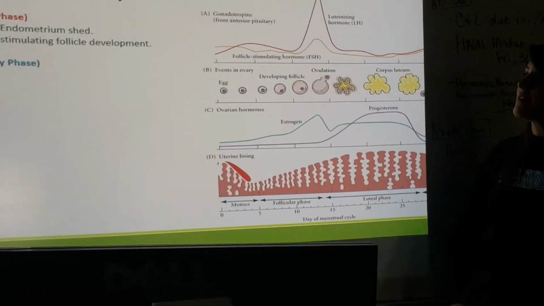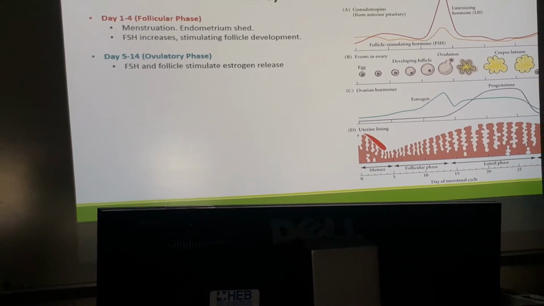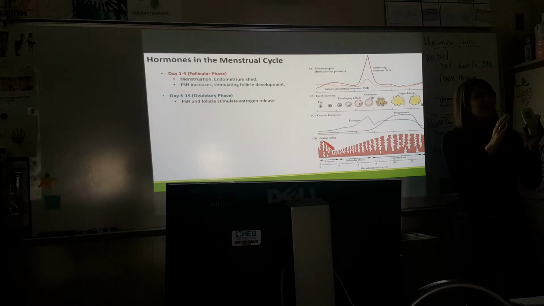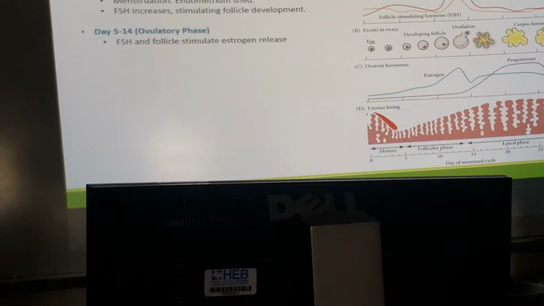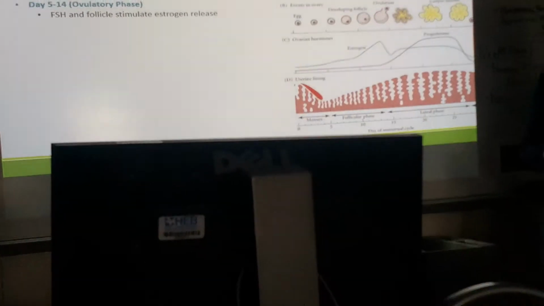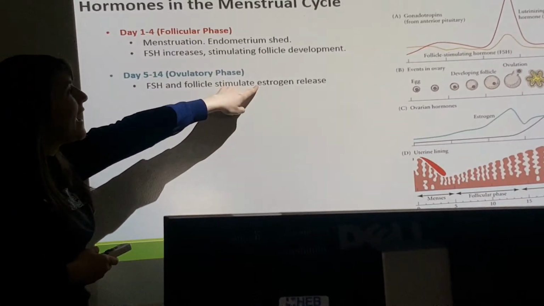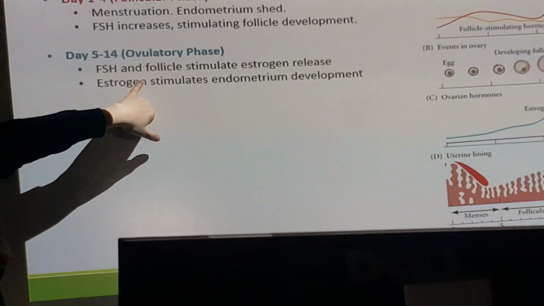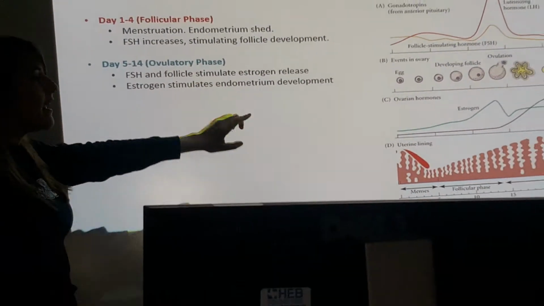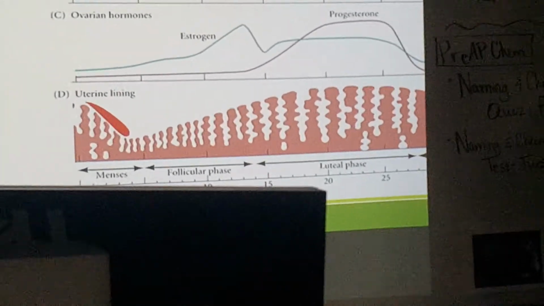Day 5 through 14 is the ovulatory phase. Follicle stimulating hormone has positive feedback at this point. So at the beginning of the menstrual cycle, follicle stimulating hormone has positive feedback with estrogen. So follicle stimulating hormone, a pituitary hormone, has positive feedback on estrogen, an ovarian hormone. Estrogen stimulates endometrium development. It causes the endometrium to thicken in preparation for implantation of the fertilized egg.